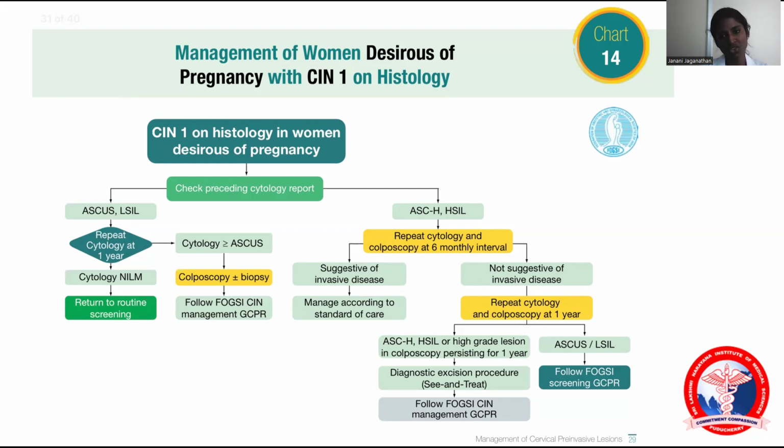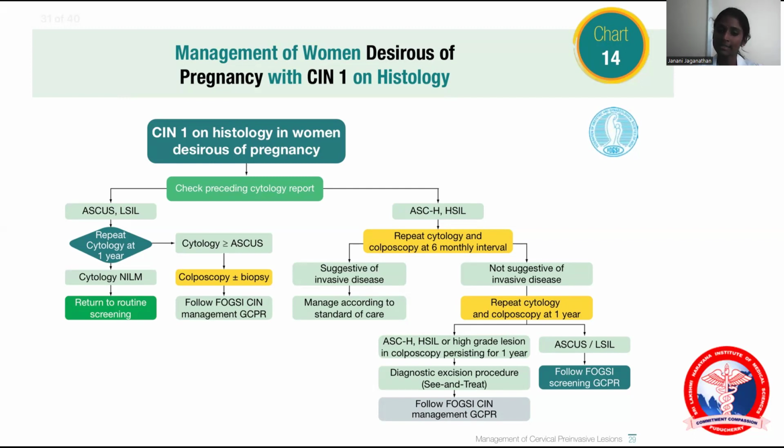If it comes as ASC-H or high-grade squamous intraepithelial lesion, repeat cytology and colposcopy at 6-monthly intervals. If it is suggestive of invasive disease, manage according to the standard of care. If it is not suggestive of invasive disease, repeat cytology and colposcopy at 1 year.